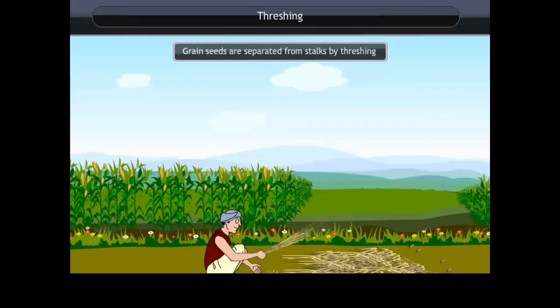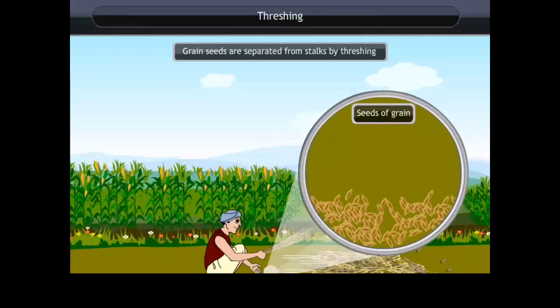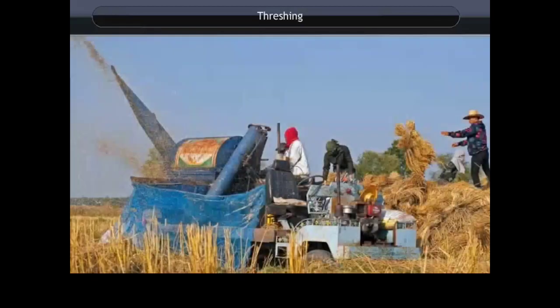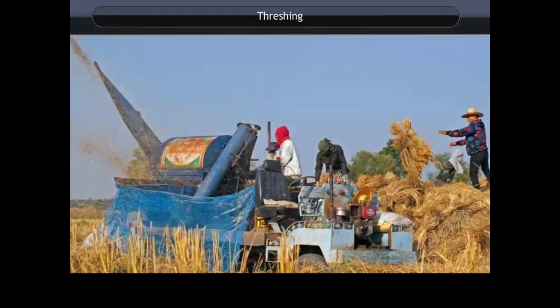Threshing. The process that is used to separate grain from stalks is called threshing. In this process, the stalks are beaten to free the grain seeds. Sometimes, threshing is done with the help of bullocks. Machines are also used to thresh large quantity of grain.